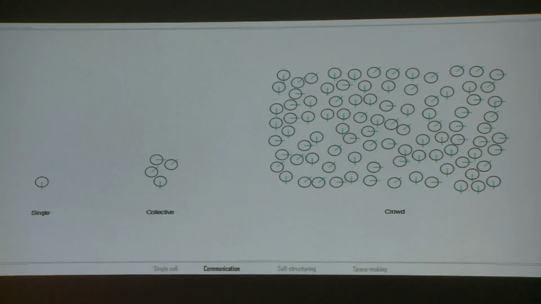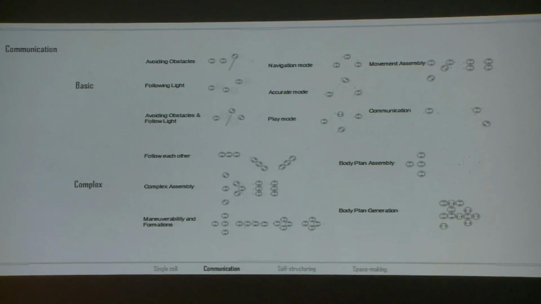So we developed mobility techniques for the single, the collective, and the crowd in different exercises for both. So in this one, you can see a single cell moving accurately and how it can move to a target. And if the target is light, how it's able to move more smoothly, navigating through. And finally, how it's able to follow light and sense obstacles and avoid them.